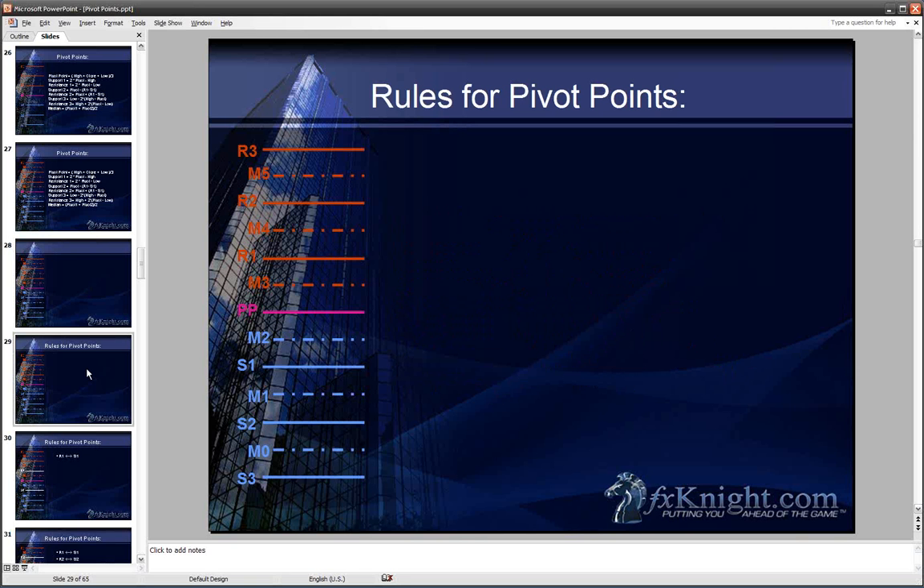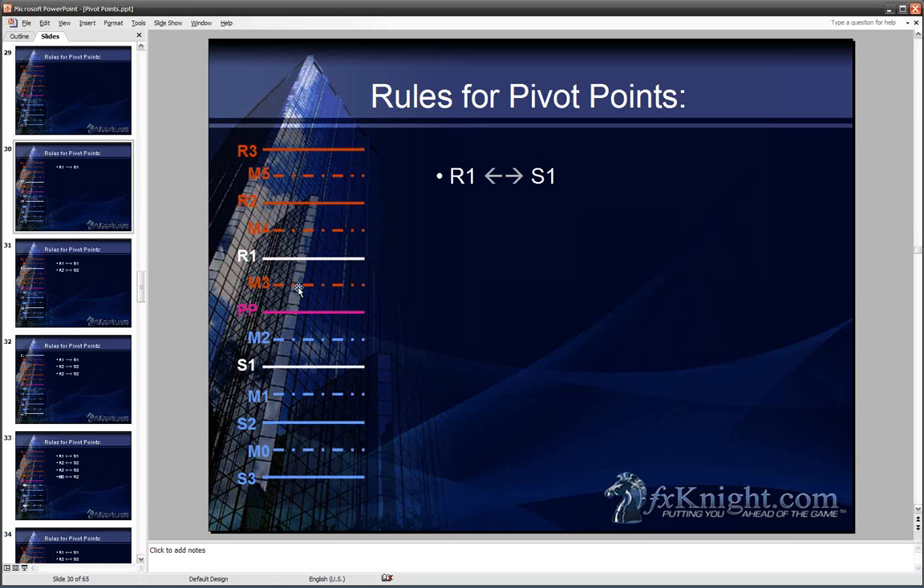Let me give you some rules for movement. You understand where the pivot points are. Let me show you how to use them now. Okay? If you have a reversal that takes place at R1, the move most often is going to go to S1. If you have a bounce or a reversal that happens at S1, the move will very often take you to R1. Okay, they're interchangeable.